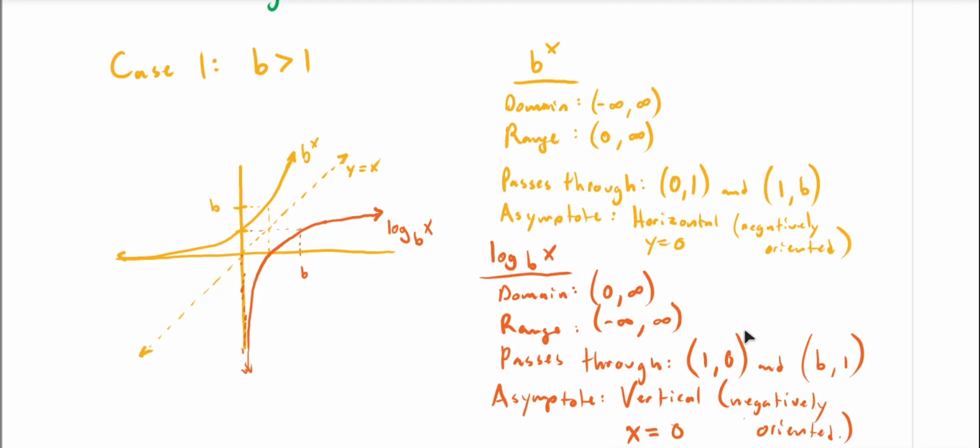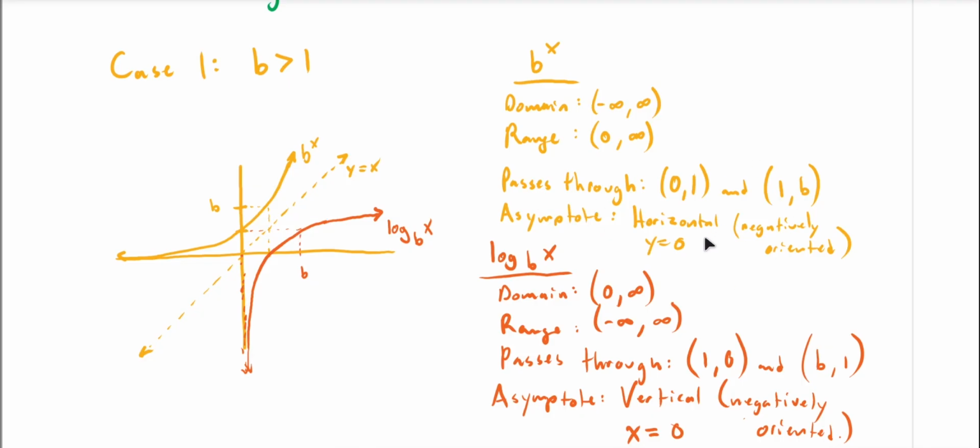Let's look at some specific points. So this graph of the exponential passes through 0, 1, and likewise, the graph of the logarithm is going to pass through 1, 0. We're going to also pass through 1, the base. That's going to be a point on the exponential. And so if we want to get to the y value of 1 on the logarithmic function, we'll have to go over to the x value of b, the base.